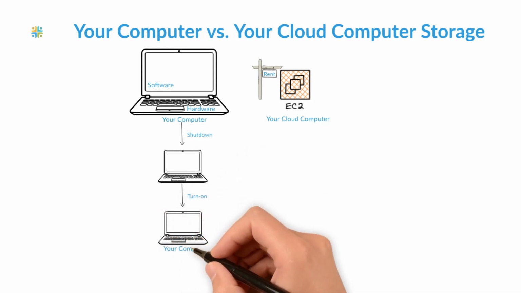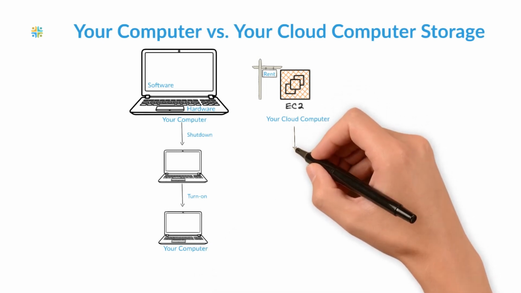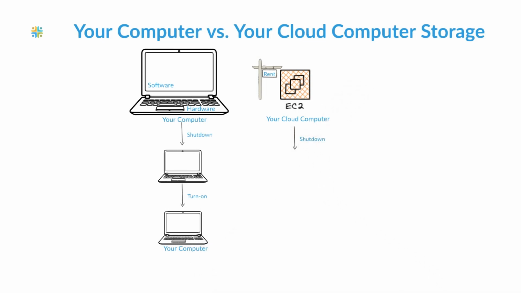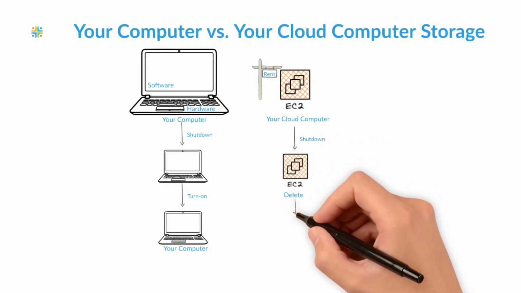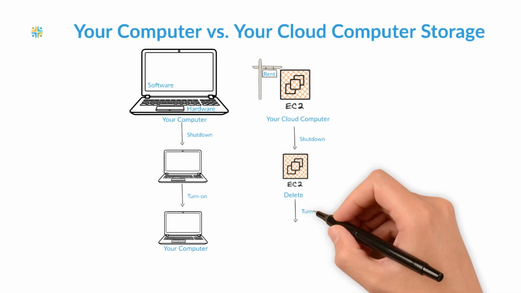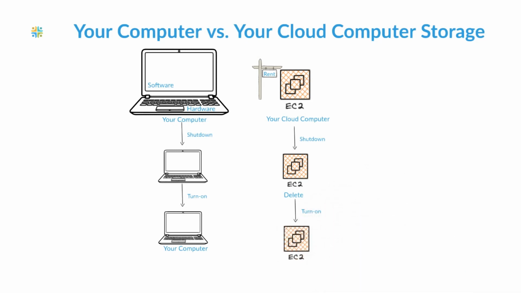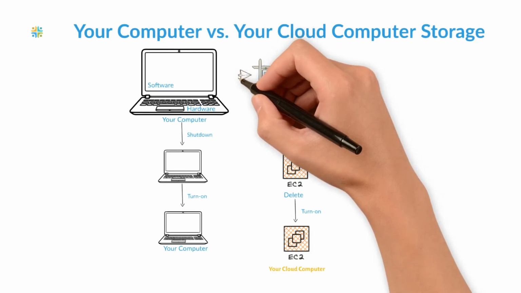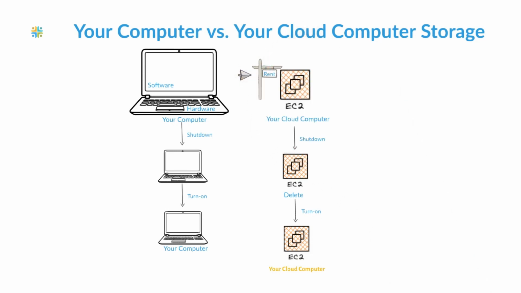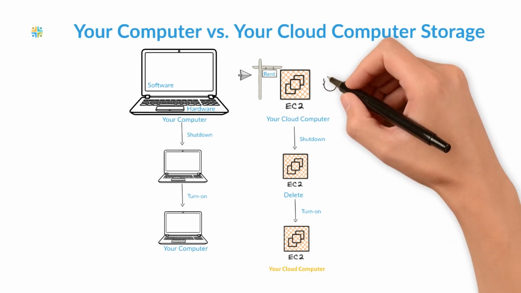Let's see what happens when you turn off your cloud computer. For your cloud computer, everything is deleted. When you turn it back on, it recreates everything, and you end up with a new computer. Why does it do this? It is because you're renting this. As soon as you shut down the EC2, AWS releases that from your account and makes it available for someone else to rent. This is no different than renting a house or an apartment, just a lot faster.